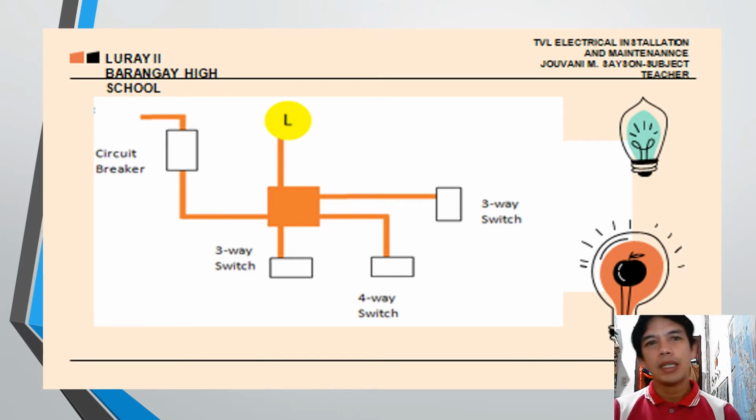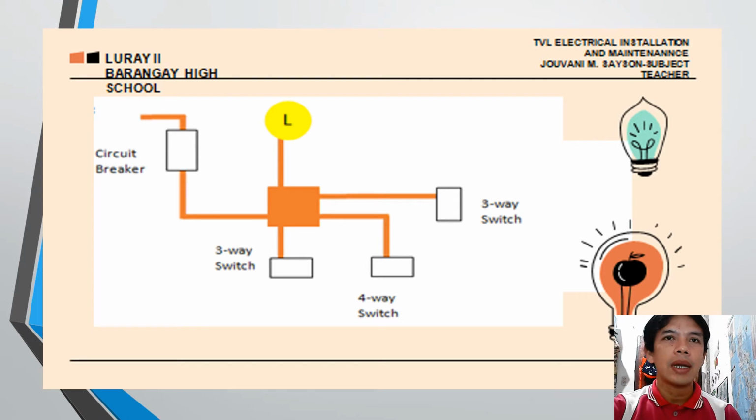So, this is a pictorial diagram. Pictorial diagram meaning, what you see is only the physical materials. You cannot see how the wires are connected, because that diagram is also called the actual or schematic diagram. So, this diagram is a pictorial diagram. You can say the circuit breaker, the three-way, and the four-way, the three-way. So, this would be our topic for today.